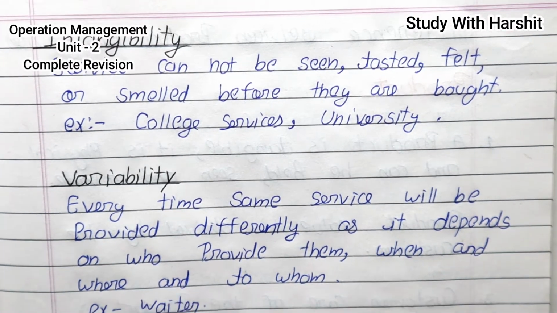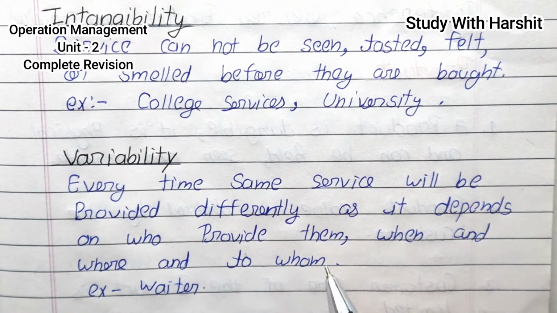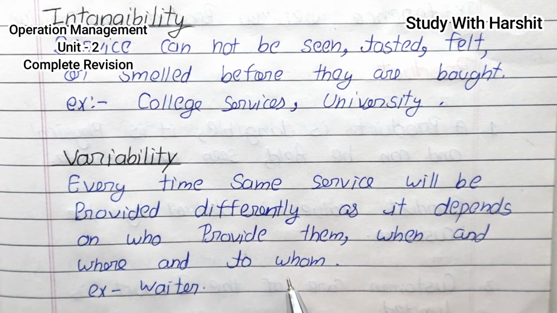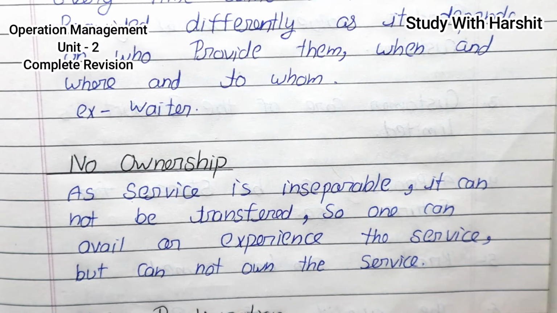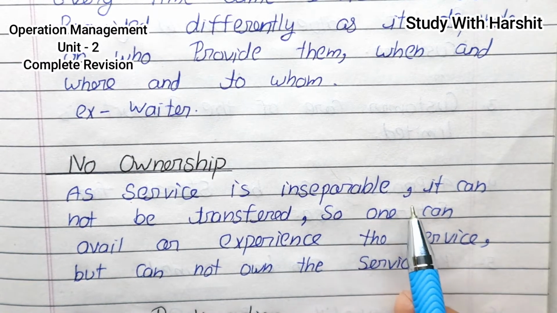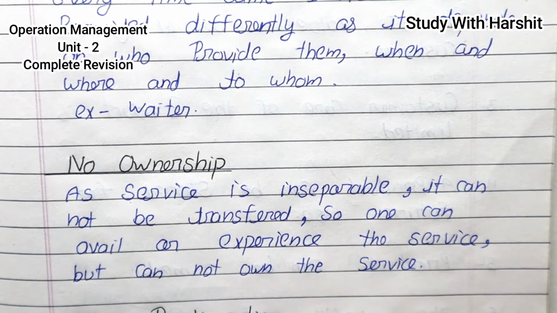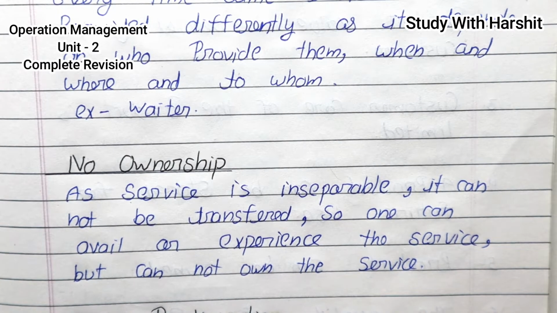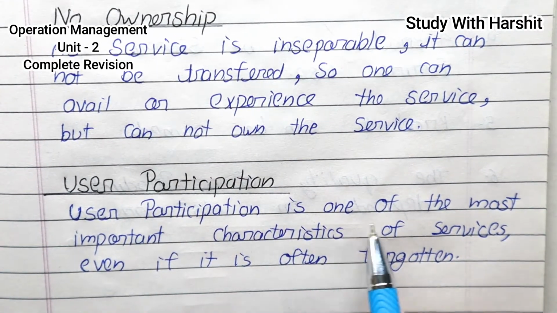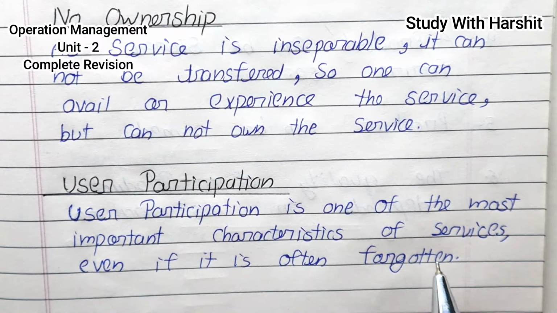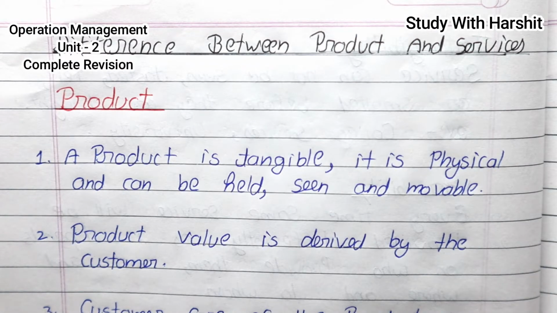Second, variability. Every time, the same service will be provided differently as it depends on who provides them, when and where and to whom, like a waiter. Third, no ownership. A service is inseparable, it cannot be transferred, so one can avail or experience the service but cannot own the service. Fourth one, user participation. User participation is one of the most important characteristics of services, even if it is often forgotten.